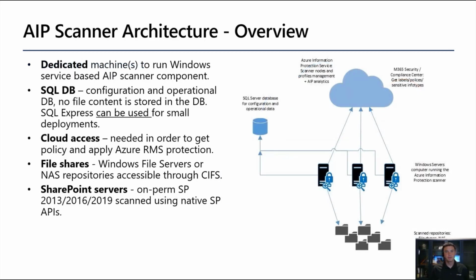All right, let's discuss the AIP Scanner architecture. AIP Scanner is a Windows service installed on a local machine which crawls file repositories. It's recommended to deploy a dedicated machine for it because the service is CPU intensive and memory consuming, so it's better to offload this work from the file repository itself.